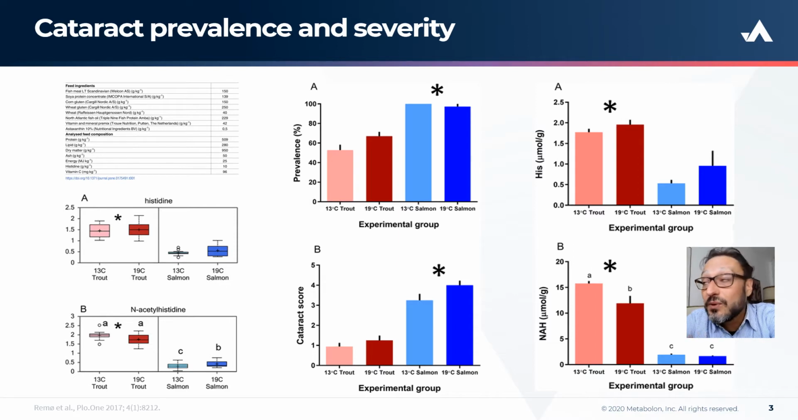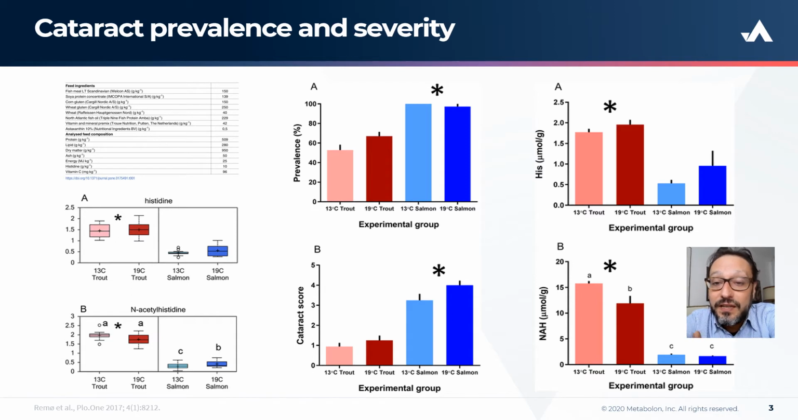Now, suboptimal levels of dietary histidine have been identified as a major risk factor in the development of cataracts in farmed Atlantic salmon, and it can be mitigated through dietary supplementation of histidine. Now, the mitigating effect is thought to derive from the synthesis and concentration of N-acetylhistidine in the lens. And so the concentration of N-acetylhistidine in Atlantic salmon lenses is often considered a marker for the risk of cataract development.